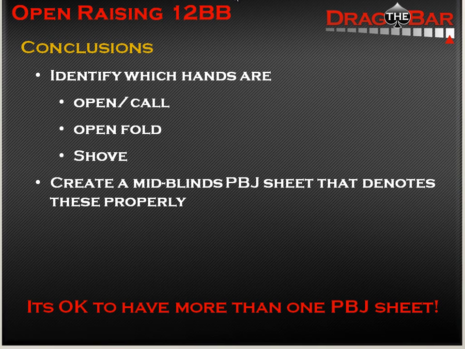This is really the most important place for this kind of open raising consideration. And then maybe after that, 10 blinds and below, you're really just going to want to move more towards an all open shoving strategy. But it's okay to have your PBJ sheet or more than one strategy sheet, and you don't need to feel like you have to have one or the other. You can have both of these things out while you're playing and be taking a look at them both.